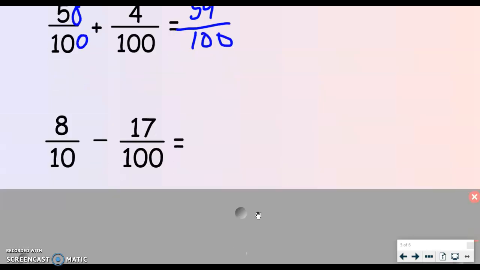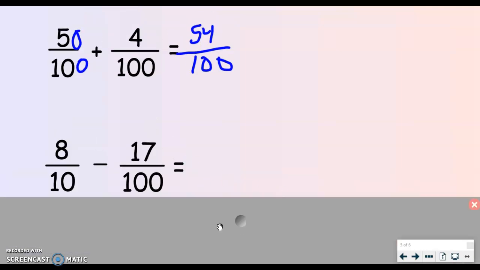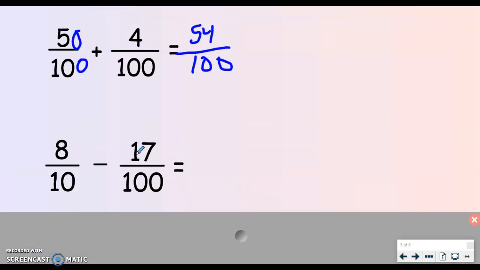And one more, I believe, yep. All right, one more to finish up. 8/10 minus 17 hundredths. Go ahead, pause, and see what you get for that one. Okay, like we said before, we can't really change our hundredths over here. 17 is actually a prime number, so. And then 8/10, I'm going to multiply by 10. So 8 times 10 is 80. 10 times 10 is 100. So now I have 80 hundredths minus 17 hundredths.